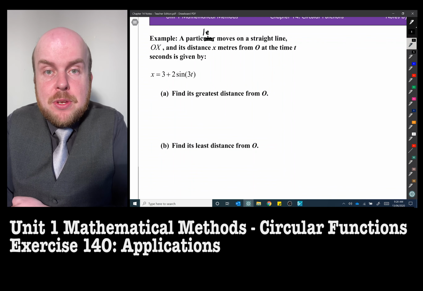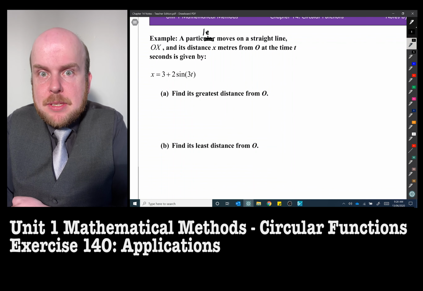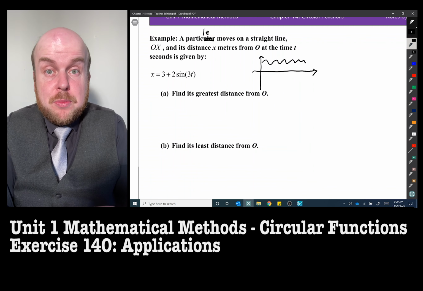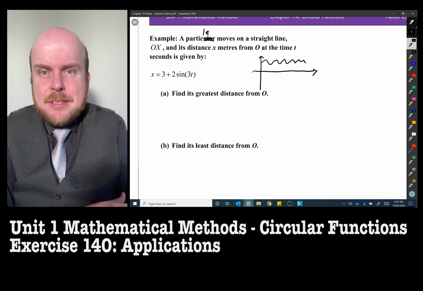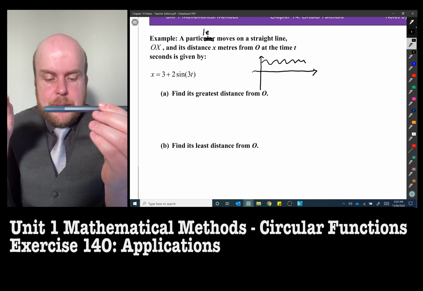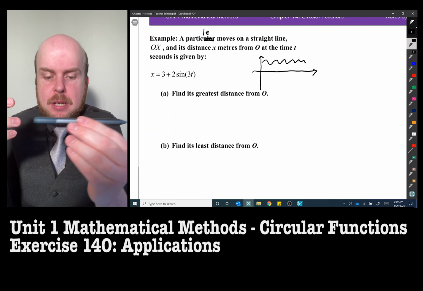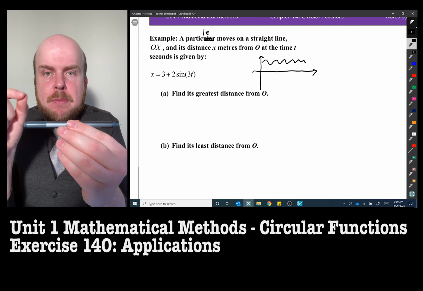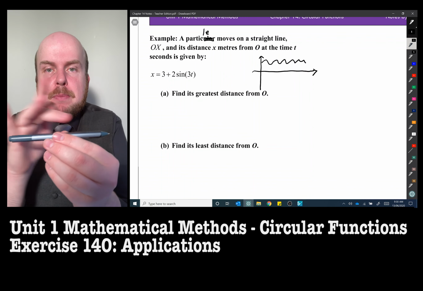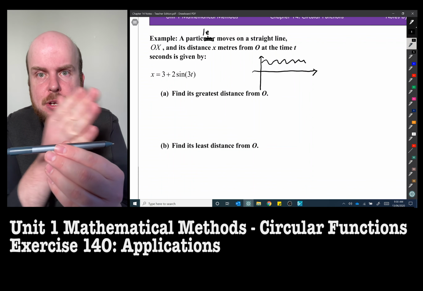So we can use our little trick that we established in the prelude if we ever have to find a maximum or a minimum. So it probably would help here if we understood what this question was actually meaning. What is an OX? What is this particle doing? Well, you can imagine a straight line. The particle is moving backwards and forwards. That's what I think is always missing in these sort of physics-y type questions: what is it doing? It's moving backwards and forwards in a trigonometric or periodic fashion.